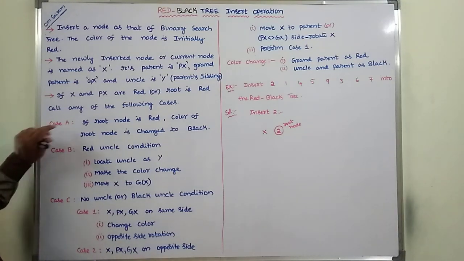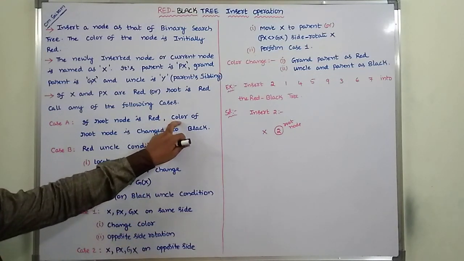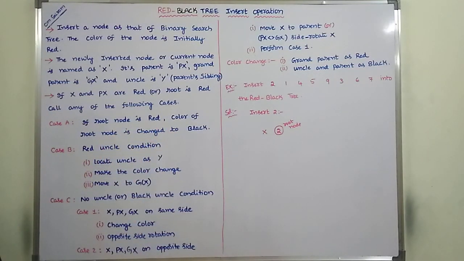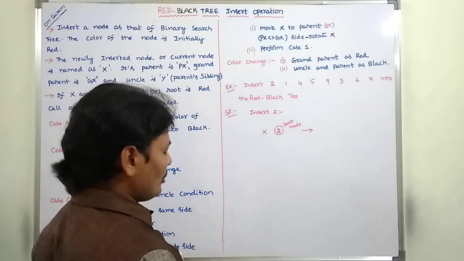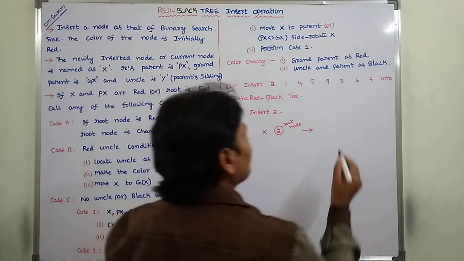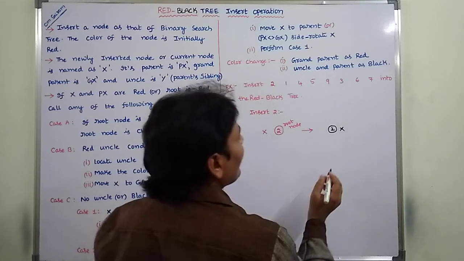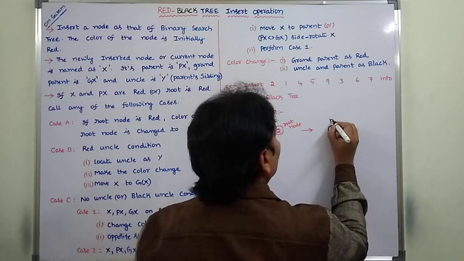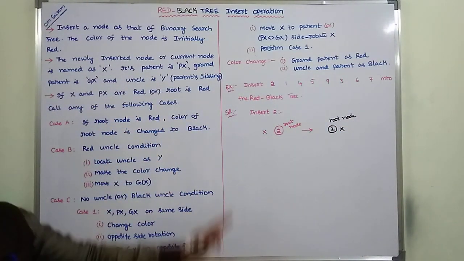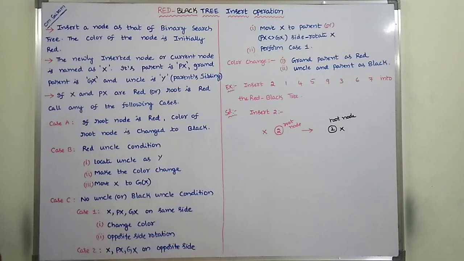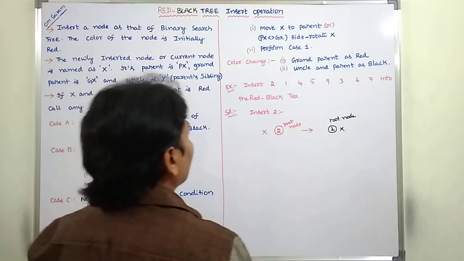Now case A. If the root node is red, then the color of the root node is changed to black. So node 2 becomes a black node. It can be denoted by X and this is the root node. Now this is the red black tree. Next element is insert 1.